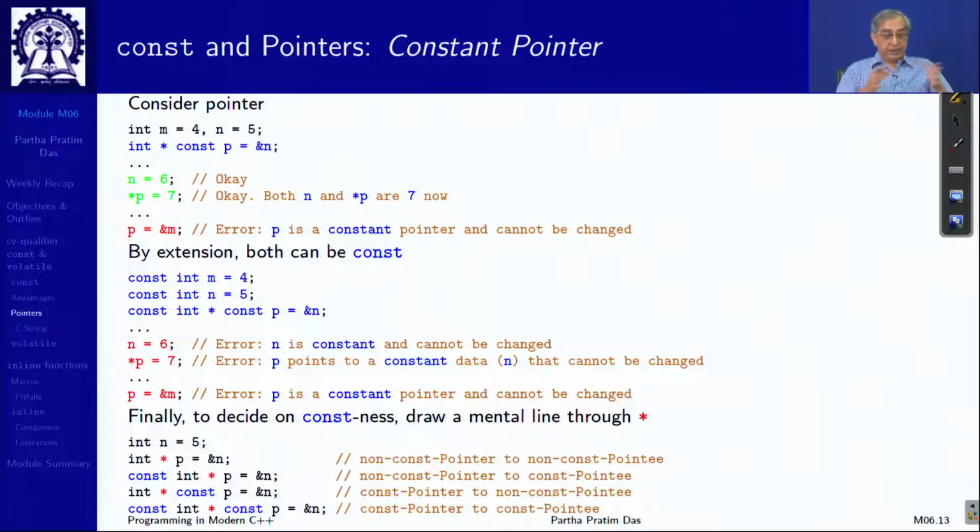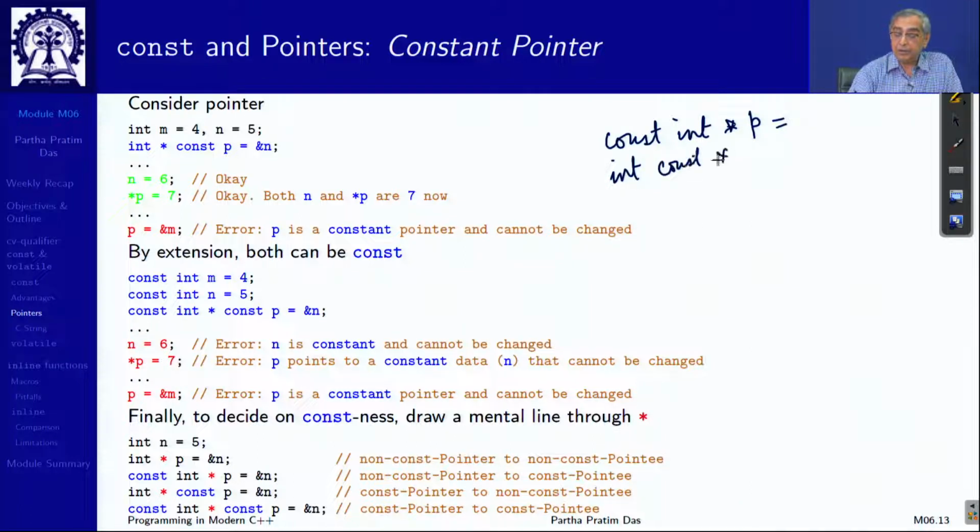Now, from the syntax you may get confused at times. So, for example, I would just tell you how to get confused. For example, say I am writing const int star p. This is a pointer to a constant data. I am writing int const star p. This also is valid, and it also means pointer to a constant data. I write int star const p.